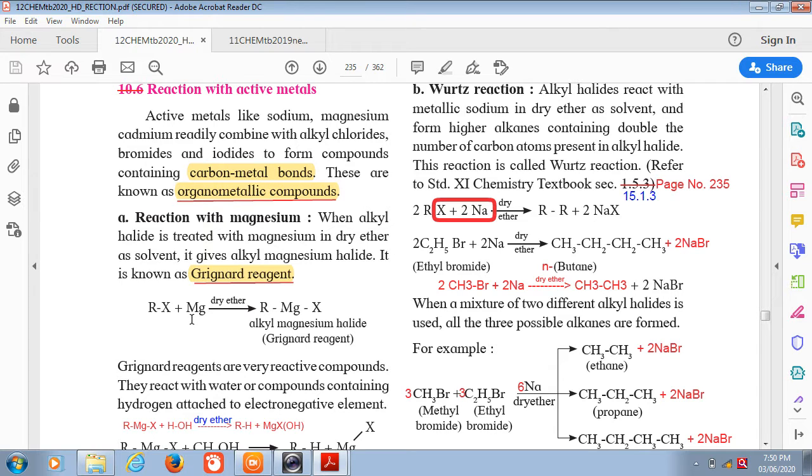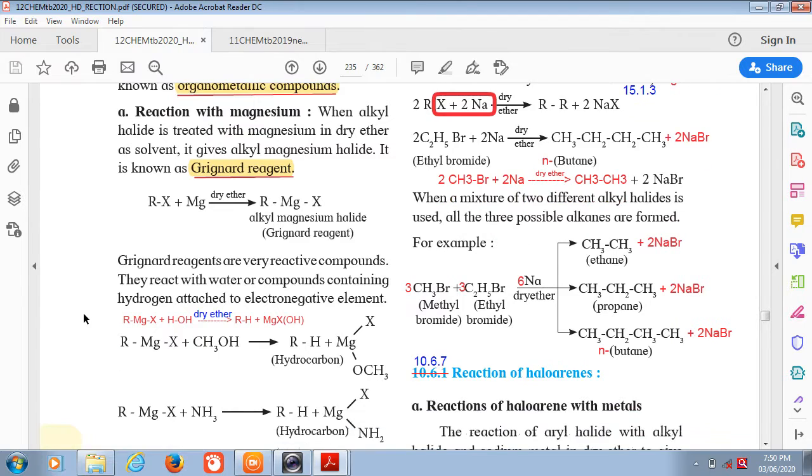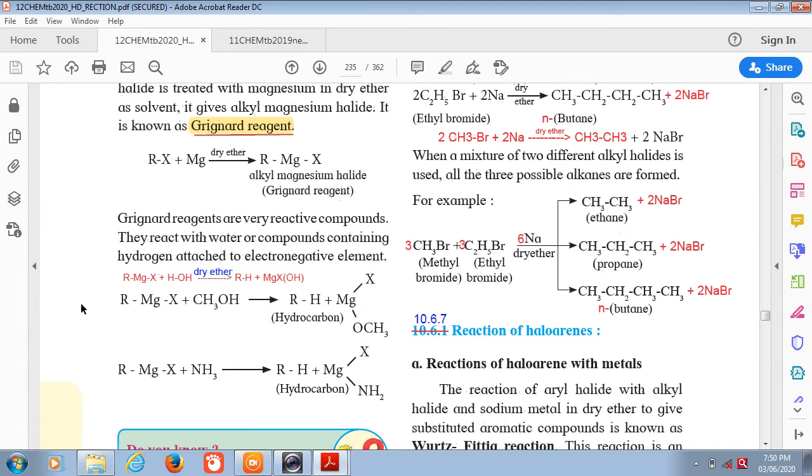RX plus Mg: the alkyl halide reacts with magnesium in the presence of dry ether and gives RMgX. So we get an alkyl magnesium halide, and it is also known as Grignard reagent. It is a very reactive compound. It reacts with water, methyl alcohol and ammonia, and they give a hydrocarbon, that is an alkane, as a product. So let us see the reaction.